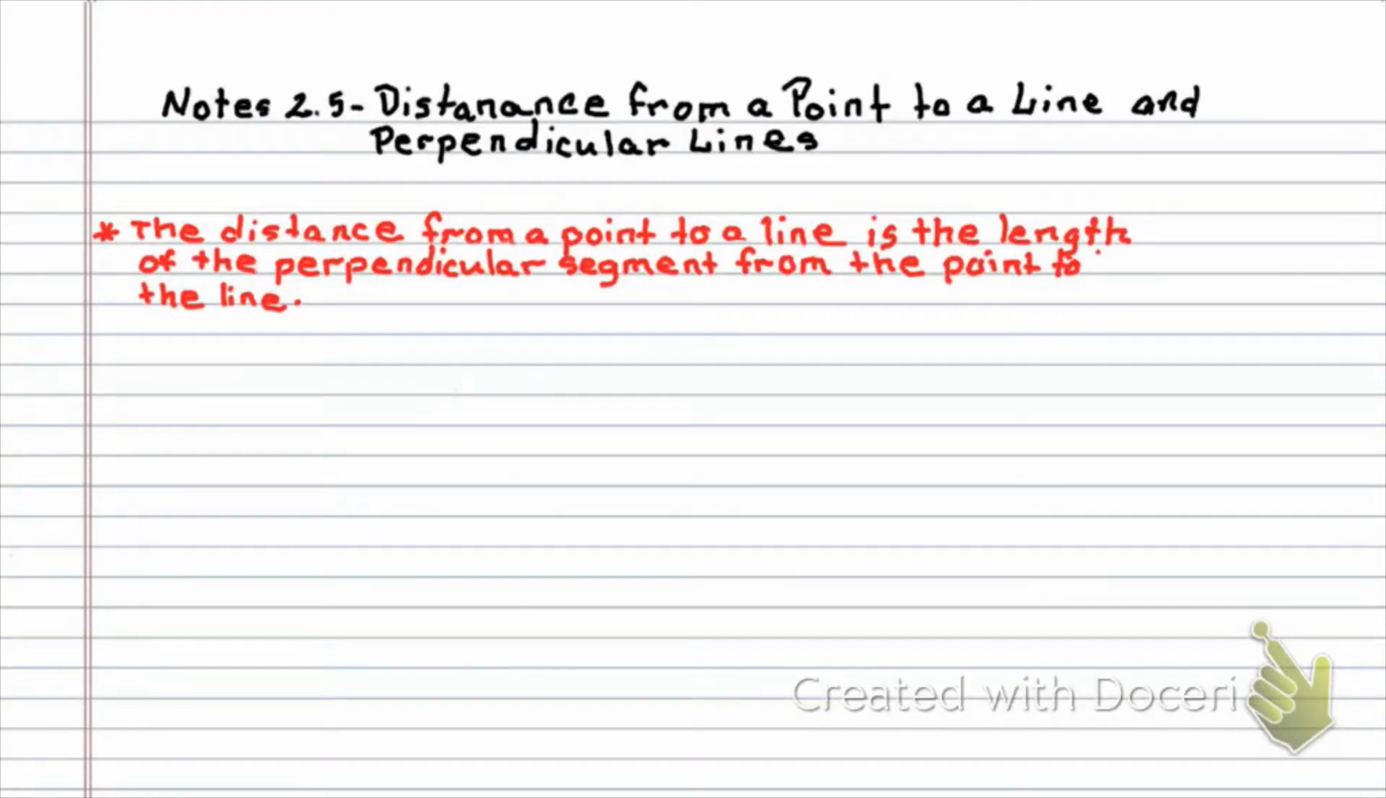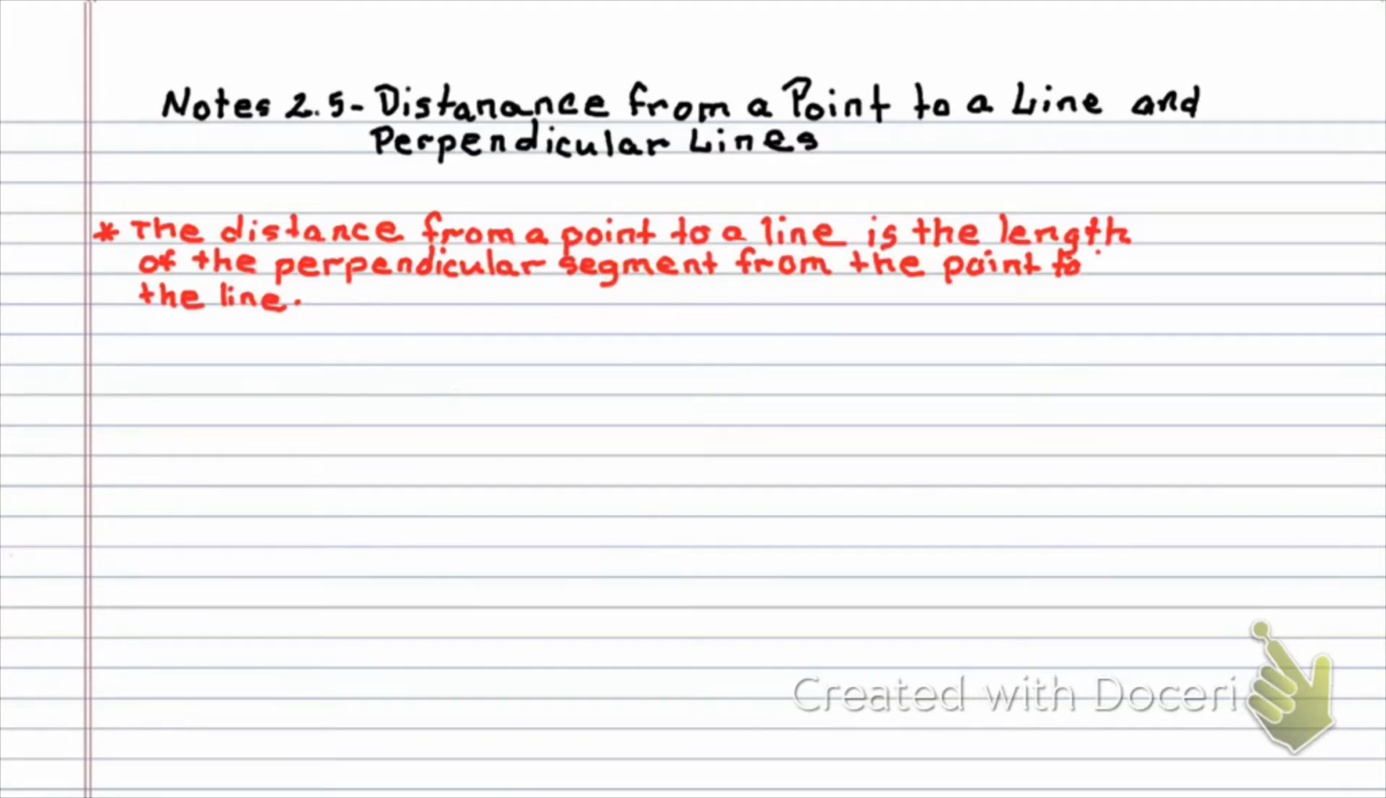In today's lesson, we're going to talk about what is meant by the distance from a point to a line, as well as how to prove that lines are perpendicular. If you notice in the first statement, it tells us that the distance from a point to a line is the length of the perpendicular segment from the point to that line.